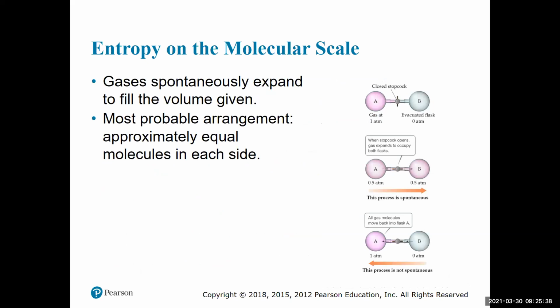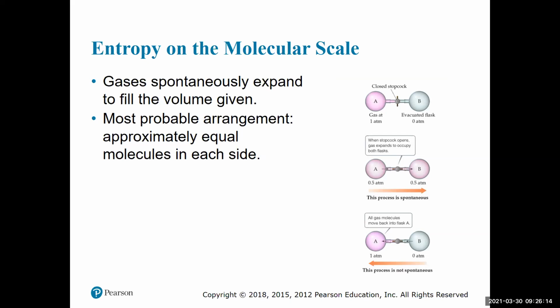So let's talk a little bit more about entropy on the molecular scale. We know that gases expand spontaneously and fill up whatever volume you give them. Remember back when we talked about gases, you put them in a little container, they fill the whole container up. You put them in a big container, they fill the whole container up. That's what they do. If we look at another one of these examples, in this case we have gas in the enclosure on the left, and the right side is a vacuum, so there's nothing there.